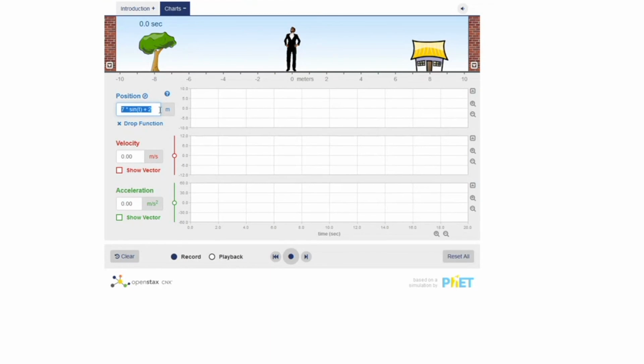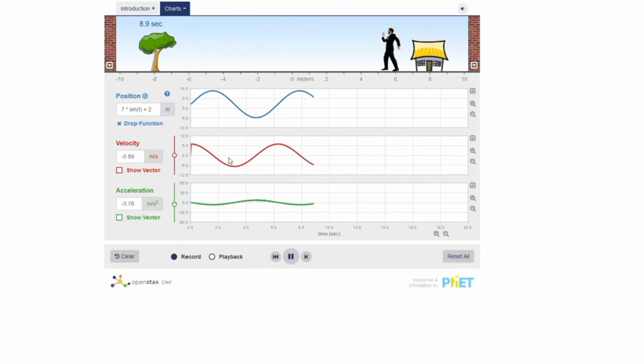Now, look at this right here. This one has a sine of t graph right here. Interesting, huh? Okay, what does that look like? Okay, so this is going on. Oh, okay, this person's just going back and forth. He's oscillating between 2 points. Okay, cool.